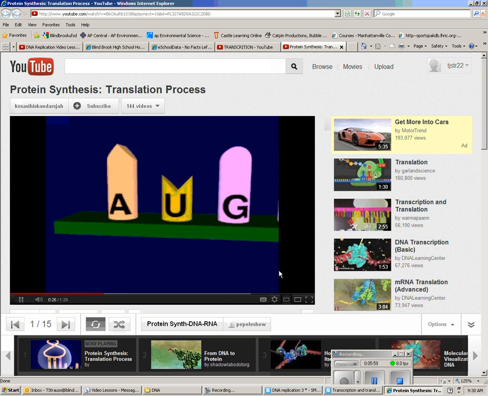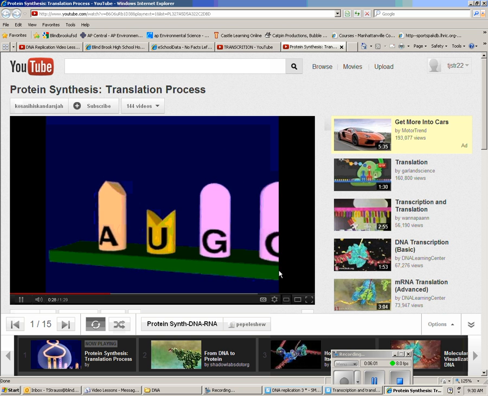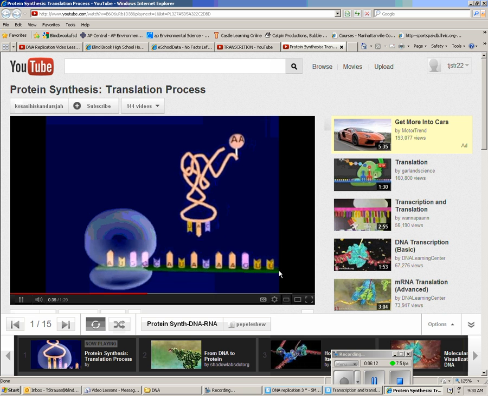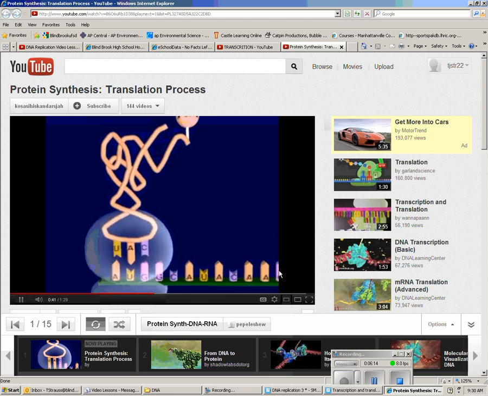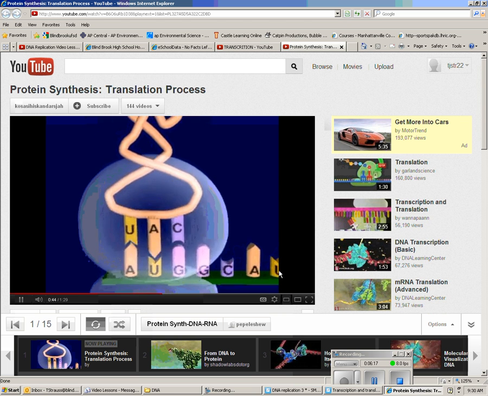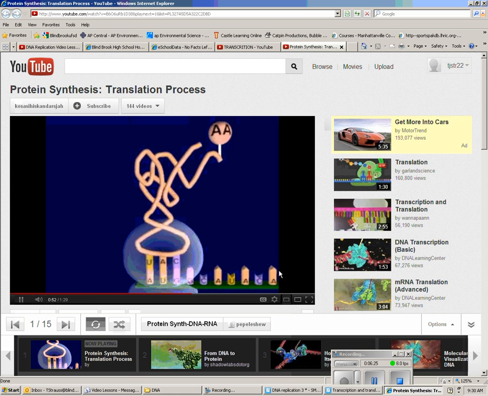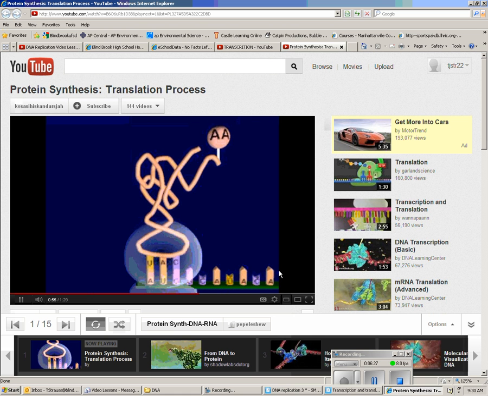As translation begins, the first codon of the messenger RNA strand attaches to a ribosome. Then, transfer RNA molecules, each carrying a specific amino acid, approach the ribosome. When the transfer RNA anticodon pairs with the messenger RNA codon, the 2 molecules join. Often, the first codon for messenger RNA is AUG, which codes for the amino acid methionine. AUG signals the start of protein synthesis.